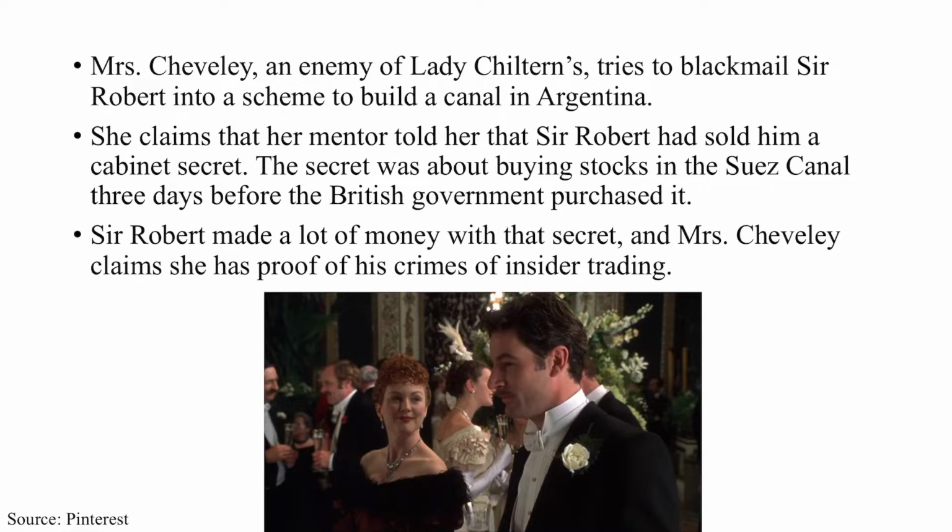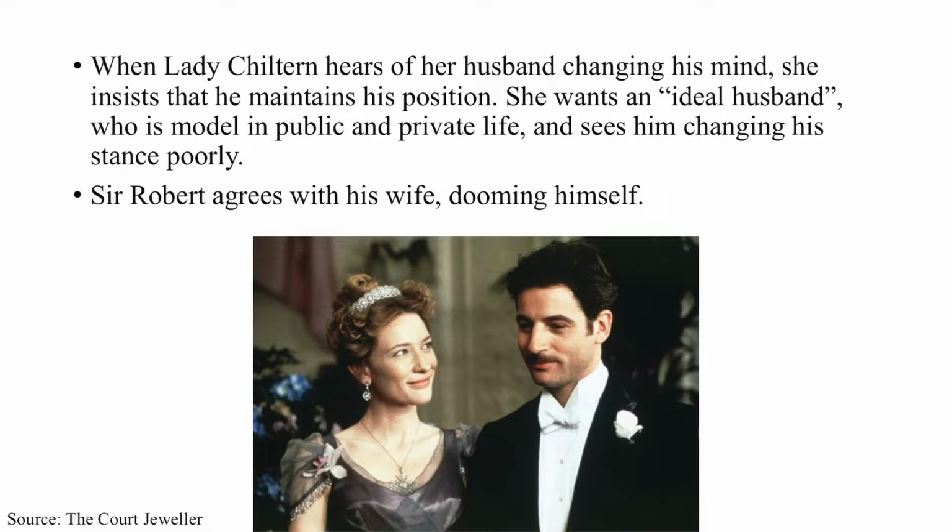Mrs. Cheverley, an enemy of Lady Chiltern's, tries to blackmail Sir Robert into a scheme to build a canal in Argentina. She claims that her mentor told her that Sir Robert had told him a cabinet secret. The secret was about buying stocks in the Suez Canal 3 days before the British government purchased it. Sir Robert made a lot of money with that secret, and Mrs. Cheverley claims she has proof of his crimes of insider trading.